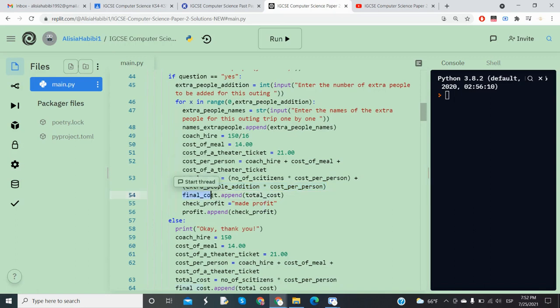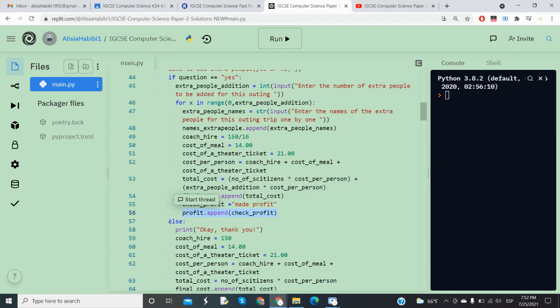And again, we have the final cost list, which appends the total cost. And this time we have the check profit is set to made profit, because now we have some extra people going, which means you're going to have to pay for meals and they're going to have to pay for theater tickets, which means there's going to be a profit for the business, for the outing, of course, because then they get more money from the people going extra. And so that status is being appended to the profit list.